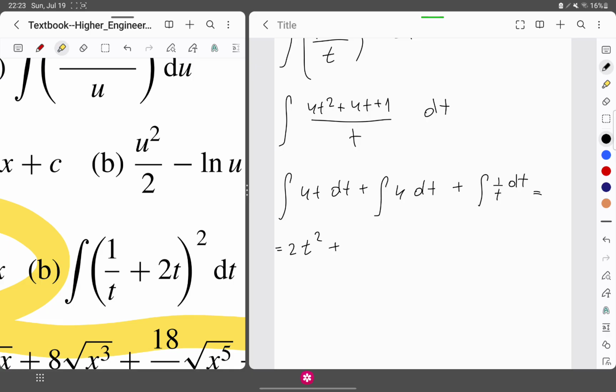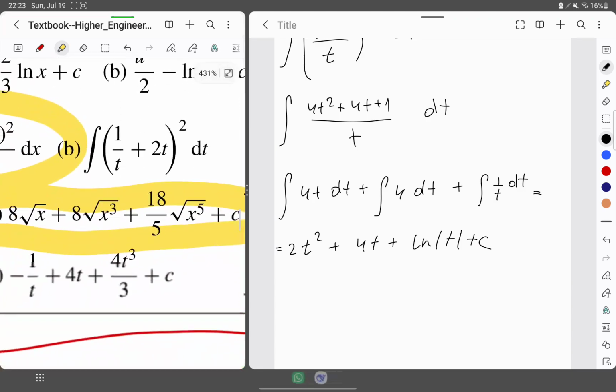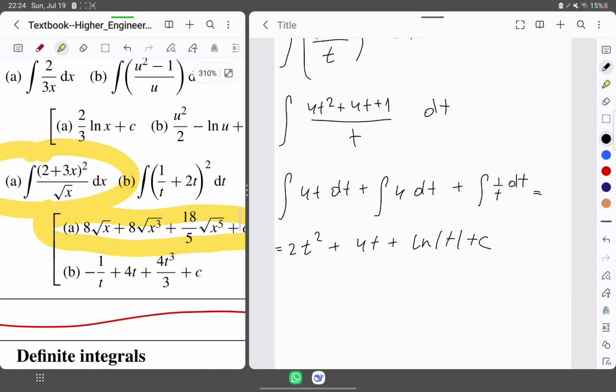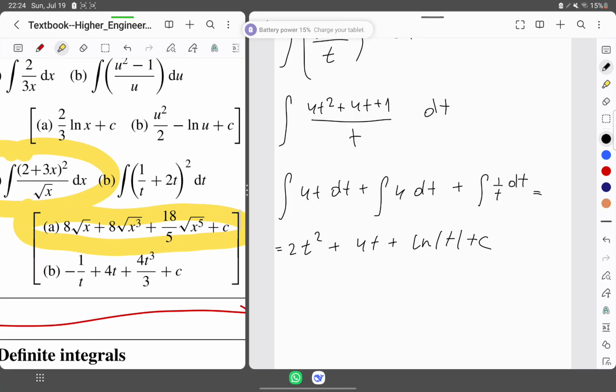4t will be t squared, but what t squared? 2t squared plus 4t plus ln t plus c. Let's see. Is that true? No, it is not true. Why is it not true?